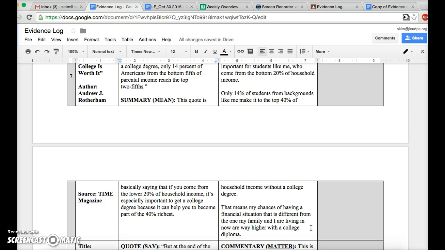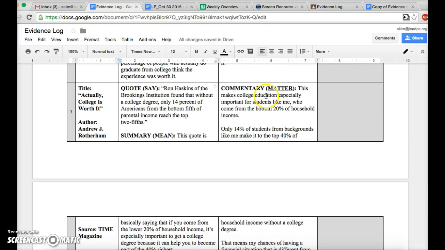This person has not only summarized the quote, but they've shown that they have a deep understanding of how what is said in this quote applies to their lives and why it's important that they get an education.